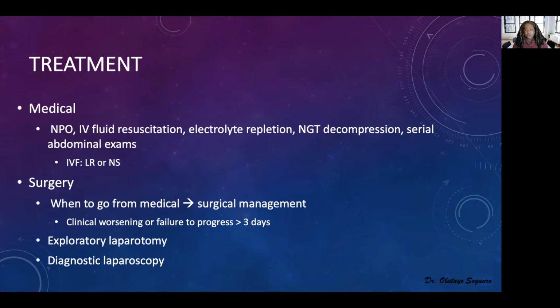The majority of small bowel obstructions resolve without surgical intervention. Approximately 70 to 80% of them resolve on their own. Initial medical management includes keeping the patient NPO, IV fluid resuscitation, electrolyte repletion such as potassium, nasogastric tube decompression, and serial abdominal exams with a surgical consultation.